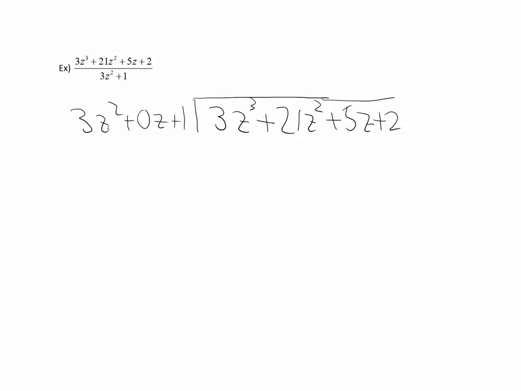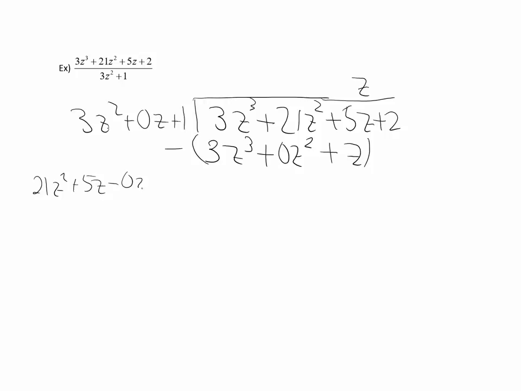Okay, I'm going to ask myself, what do I multiply 3z squared by to get 3z cubed? Well, that is just z, so I'll put the z here. z times 3z squared is 3z cubed. z times 0z is 0z squared. And z times 1 is z. Subtract. So 21z squared plus 5z. Notice I'm going to distribute the negative, minus 0z squared and a minus z. Well, that's 21z squared. And 5z minus z is a positive 4z.